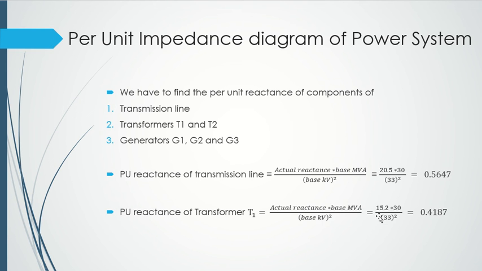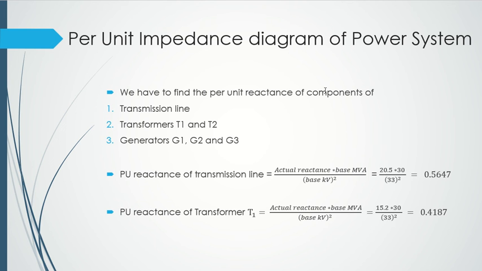Then what is our objective over here? The objective is to find the per unit reactance of these components. Which components? We have to find the per unit reactance of the transmission line, of transformers T1 and T2, and then of the G1, G2 and G3 generators.